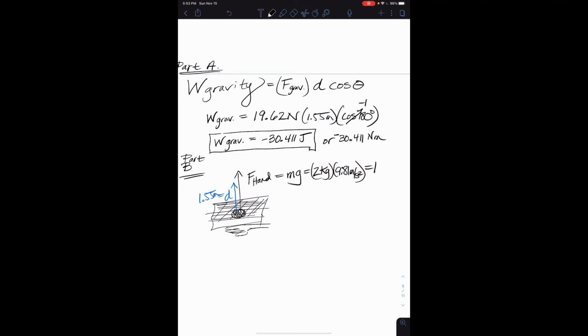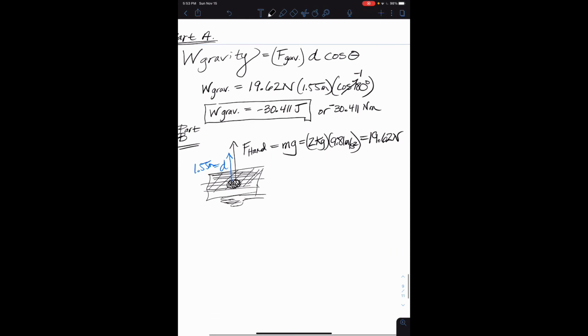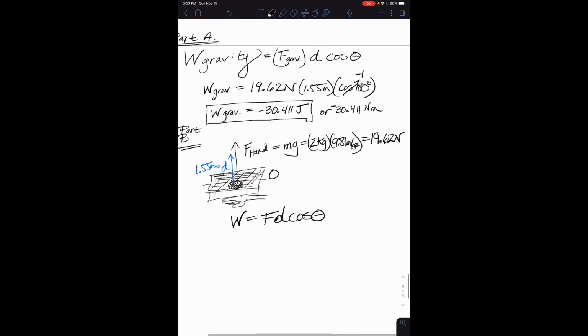which is 19.62 newtons. All right, so this is going to be max positive work. So you can say W equals FD cosine theta. Theta here is going to equal 0 degrees. That's why I didn't draw the angle.